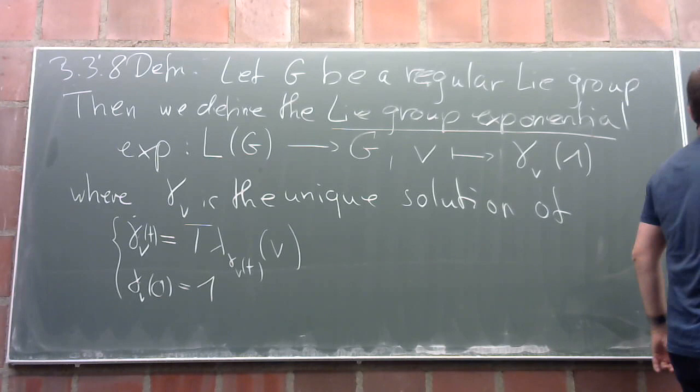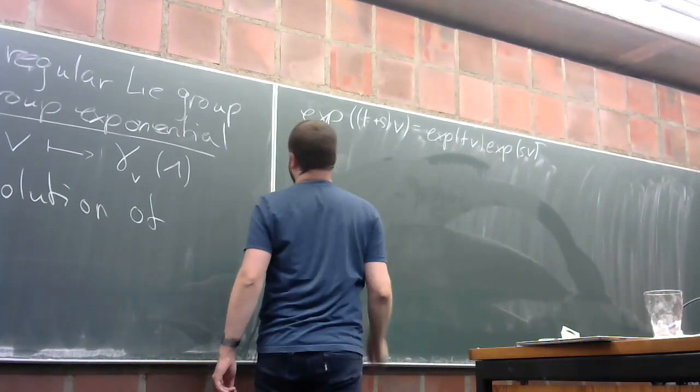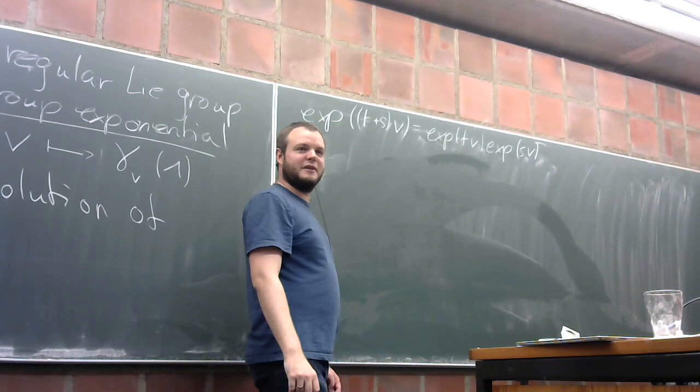Okay, and so basically, this exponential function gives rise to a curve. Let's not call all the curves gamma. What's your favorite name for a one parameter subgroup? Theta. Okay.